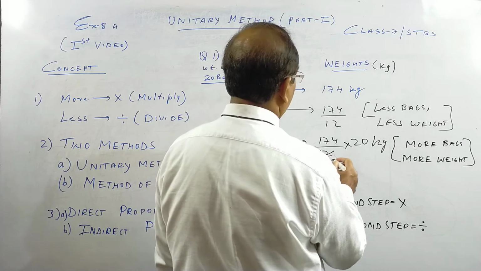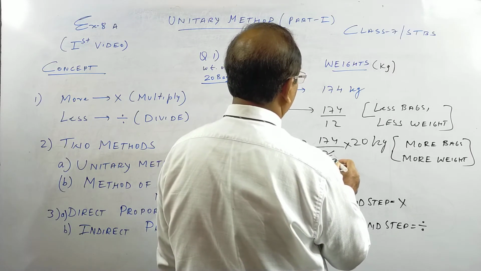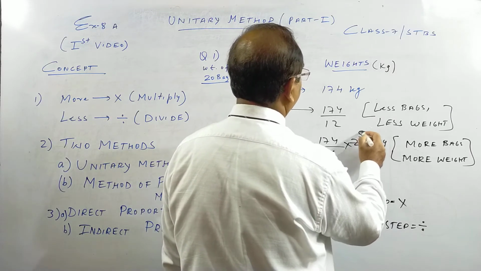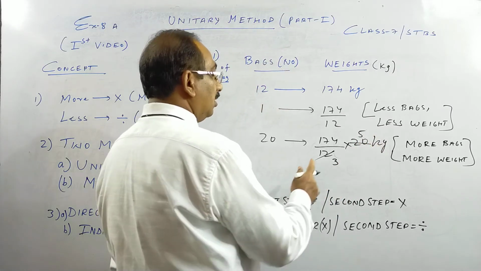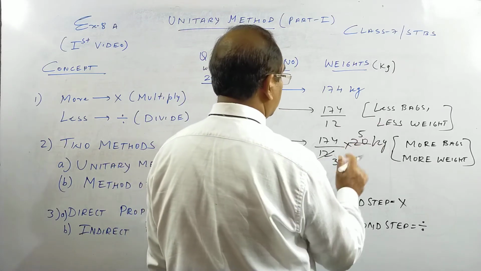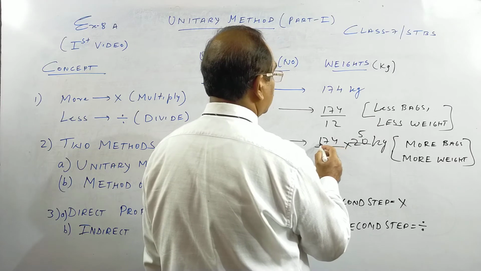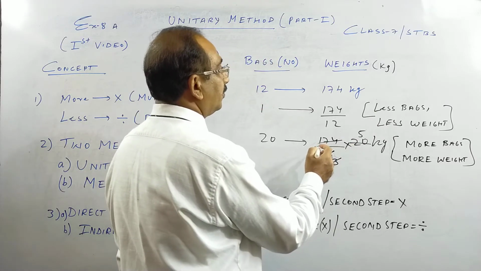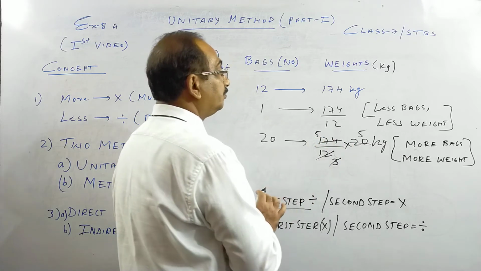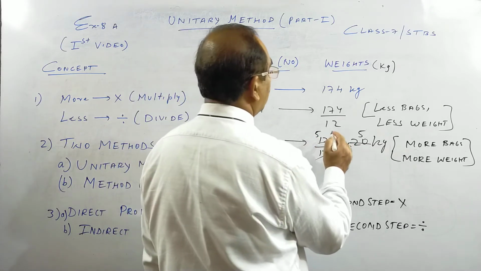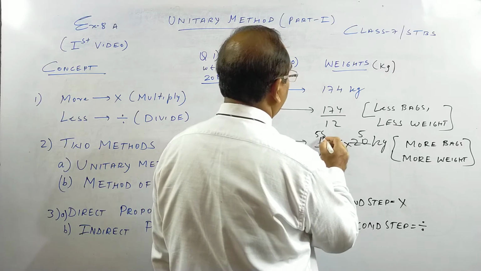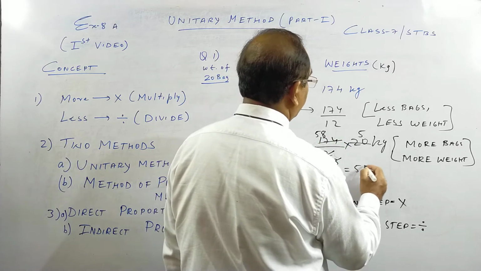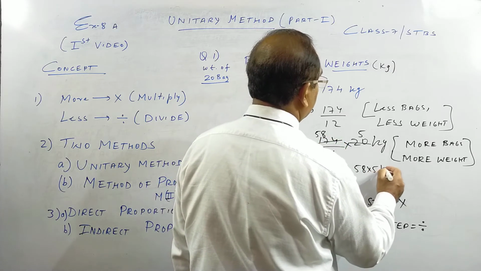3 4s are 12, 3 5s are 15. 4 3s are 12, 4 5s are 20. This will go with 3. 1 plus 7 is 8 plus 4 is 12. With 3, 5s are 15, 2 to 24, 8s are... So finally we get 58 into 5 kg.